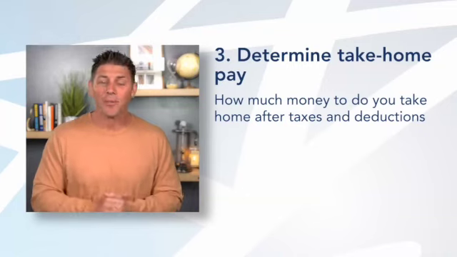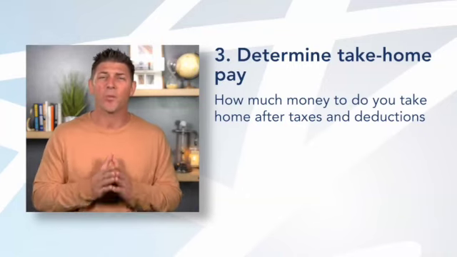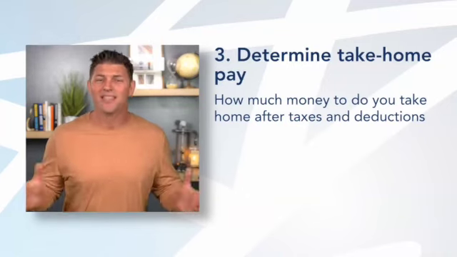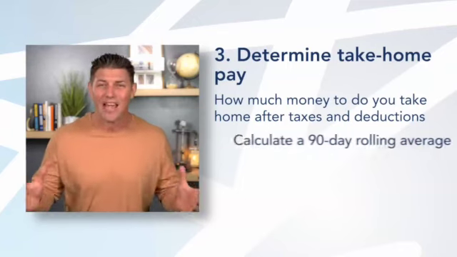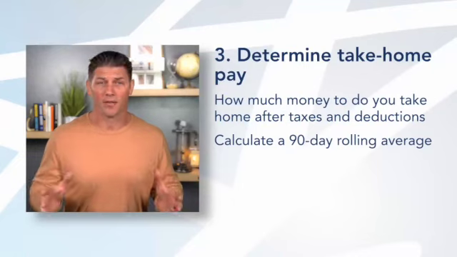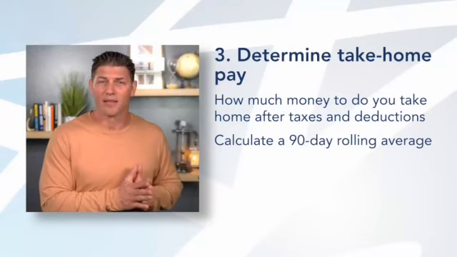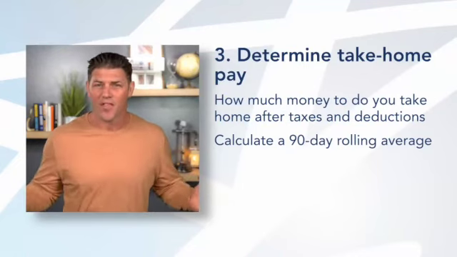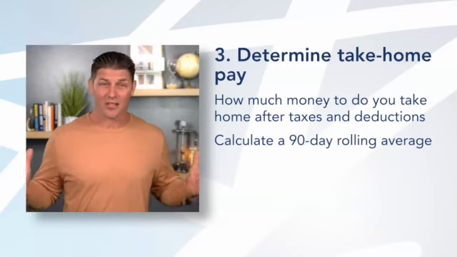However, if you can't rely on bi-weekly paychecks, the best way to determine your monthly take-home pay is to continually calculate a 90-day rolling average. For example, if you earn $4,000 one month, then $5,000 the second month, and say no money in the third month, then your average monthly income is $3,000.